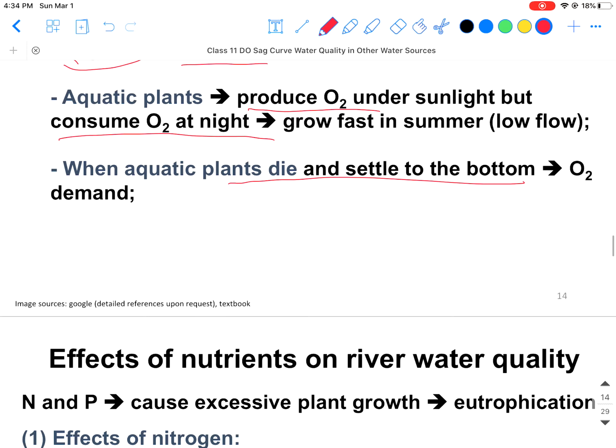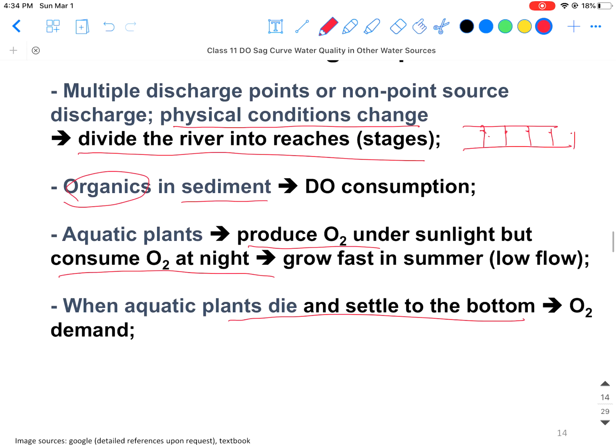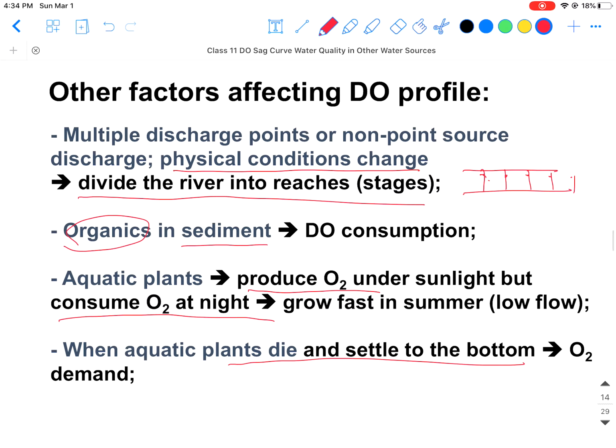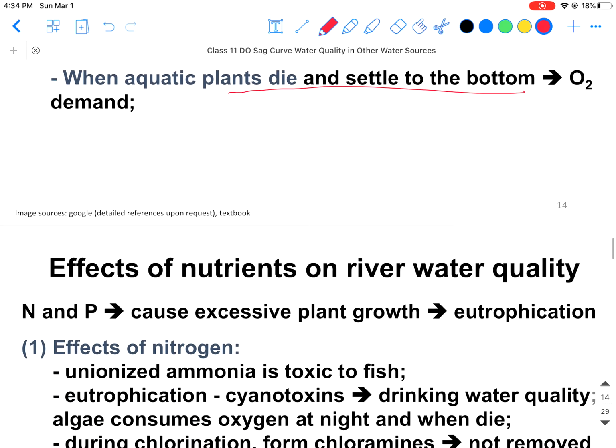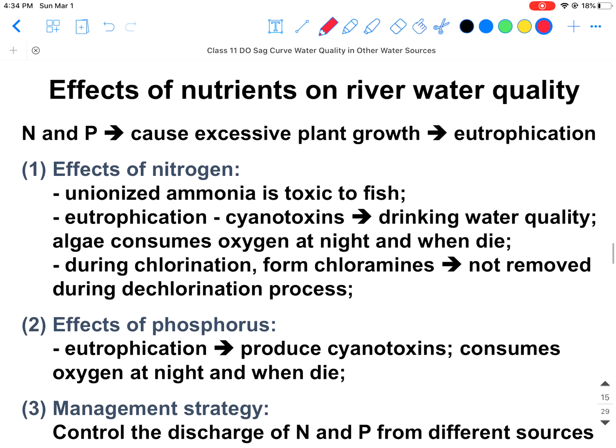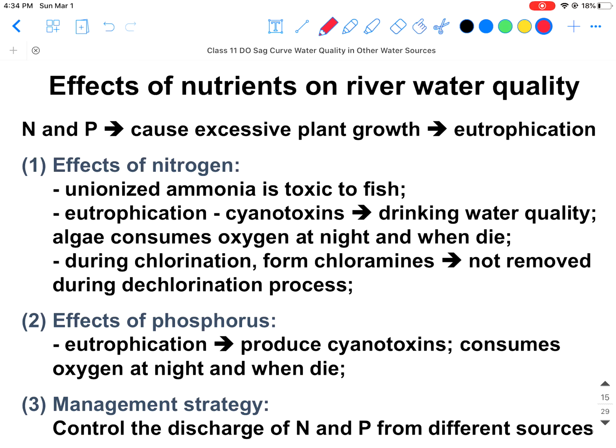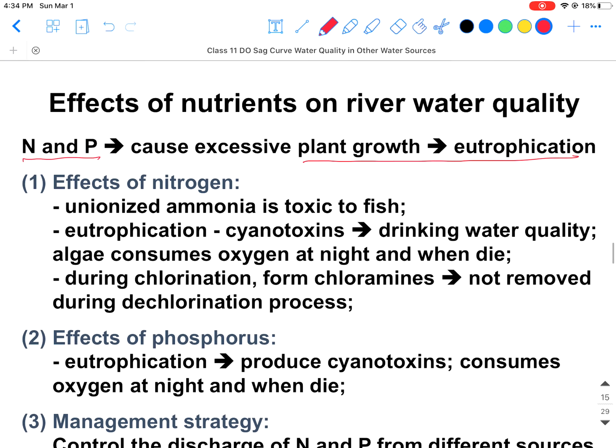So it's not as simple as what the Sag curve describes, but that is already a mathematical or more scientific way to describe the water quality in rivers. And also we need to consider the effects of nutrients on river water quality. For example, nitrogen and phosphorus, they can cause excessive plant growth and further cause eutrophication.